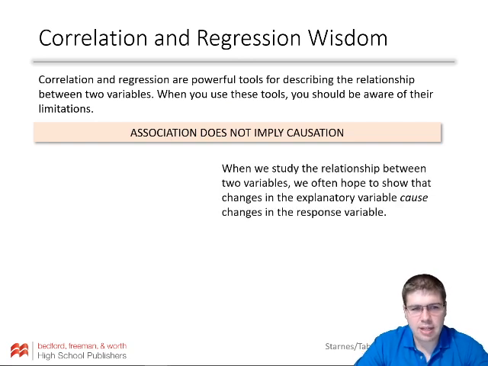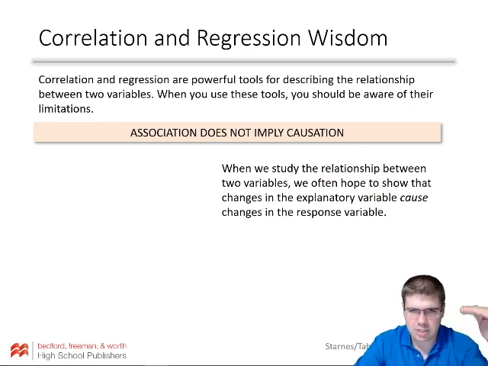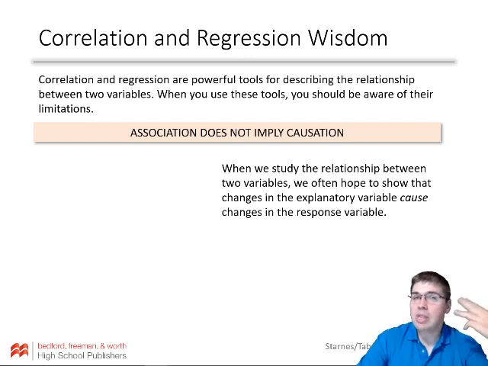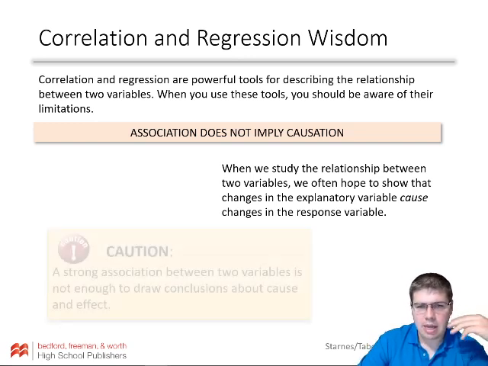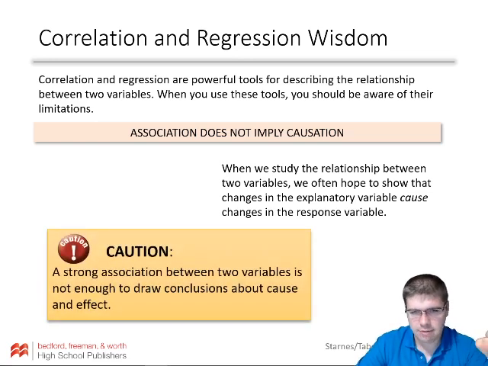If we study the relationship between two variables, we often hope to show that changes in the explanatory variable cause changes in the response variable. Notice that's not always implied. We can explain a response from an explanatory variable, but that doesn't imply a cause and effect. A lot of times we think that it should, or it does. So a strong association between two variables is not enough to draw conclusions about cause and effect.